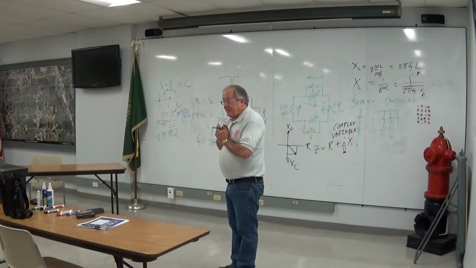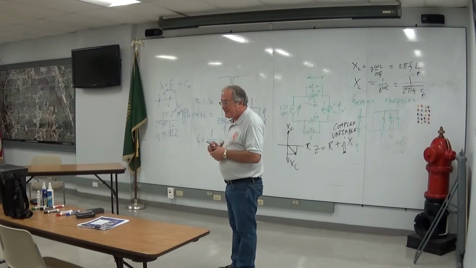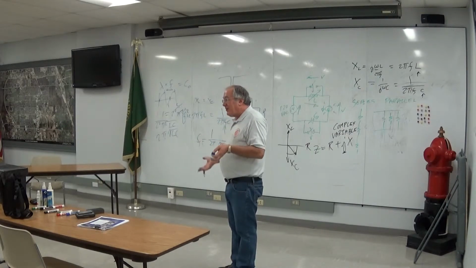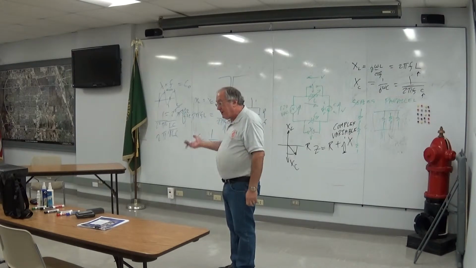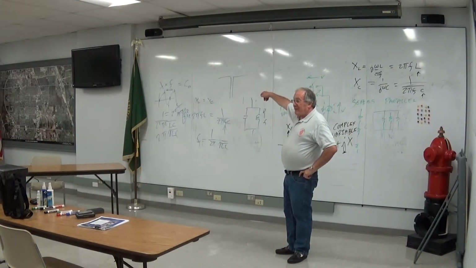Speed of light doesn't change. Well, it doesn't in a particular medium. In free space, it's called C naught. In copper, it's 95% of that. In water, it's something else. In glass, it's even less. But it's going to be a fixed number in a particular medium.